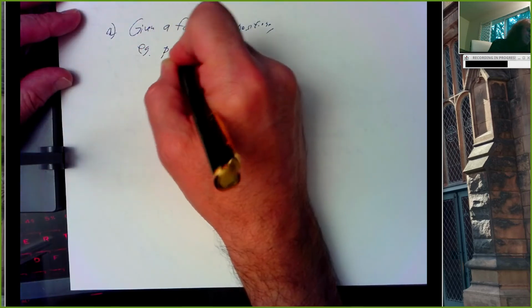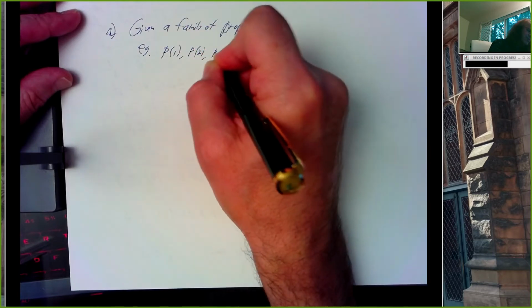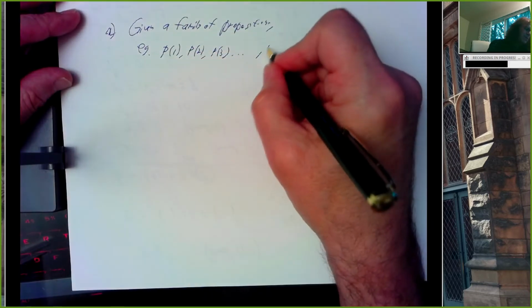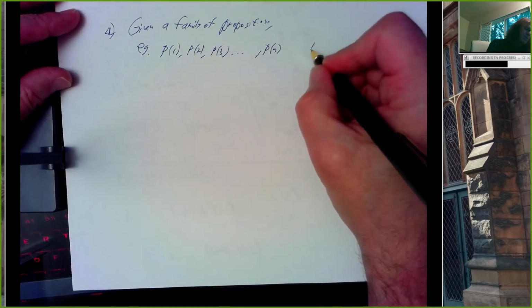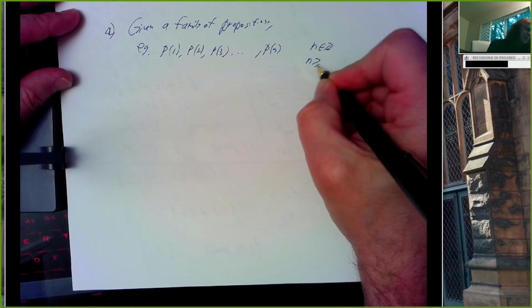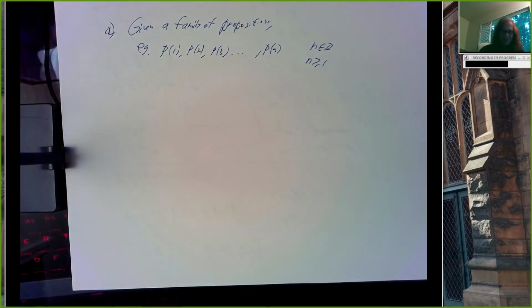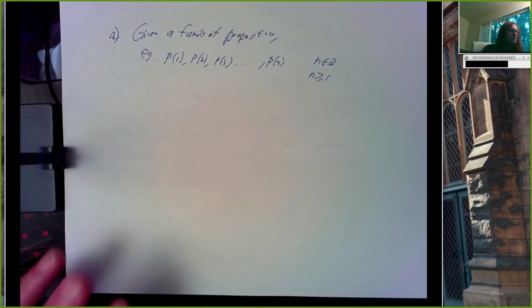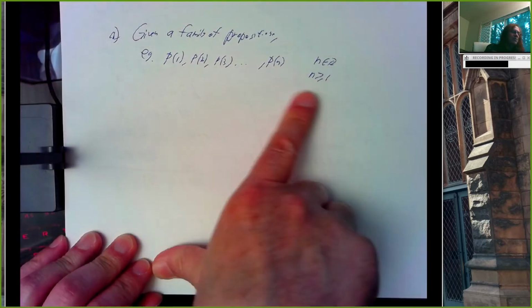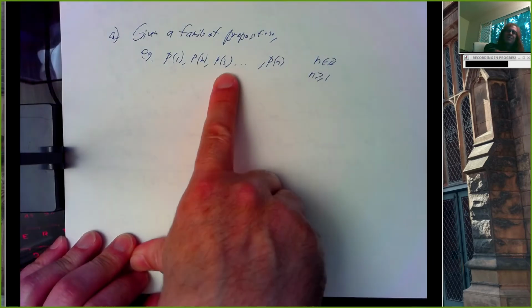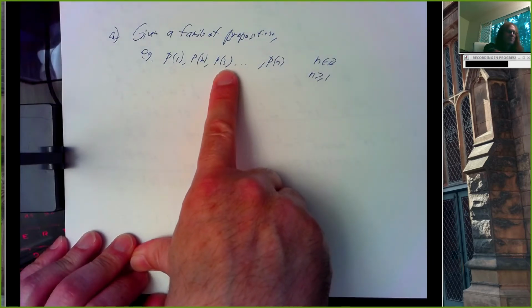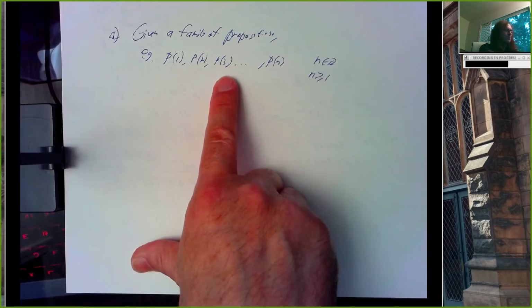For example, P1, P2, P3, right? Pn, where n is an integer and n is bigger than or equal to 1. Now we can wiggle this around. We could have a family of propositions starting from P0. We could have a family of propositions for even integers bigger than or equal to 6, right? But the general setup, the most common setup, would be a family of propositions, P1, P2, P3, and so on, where the number in here is a positive integer, so bigger than or equal to 1.